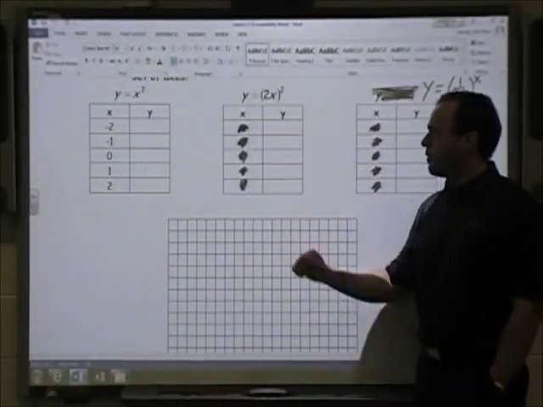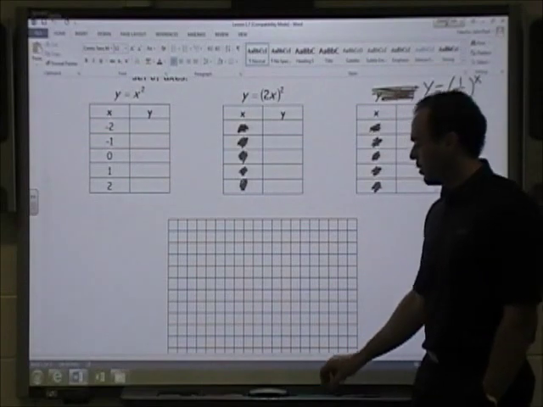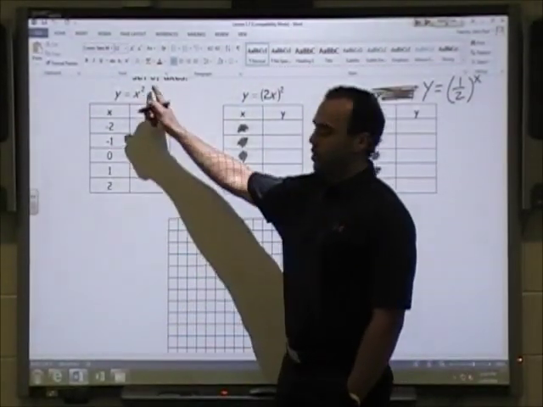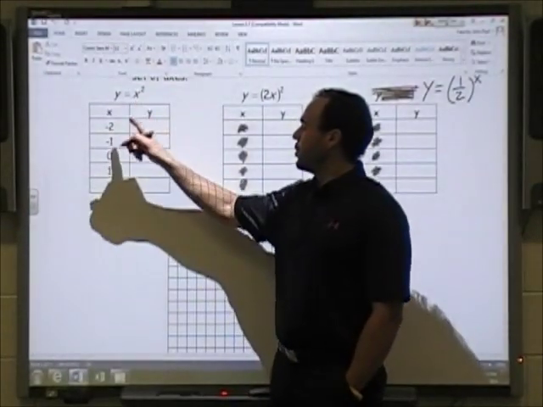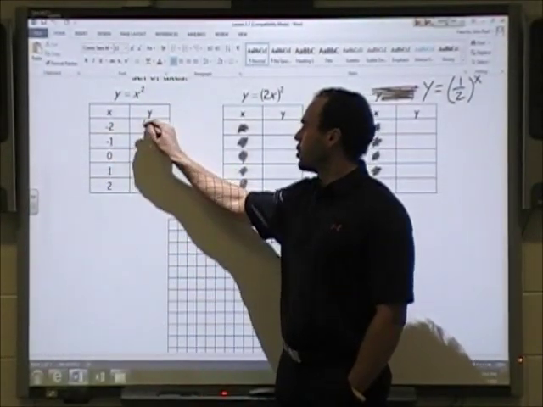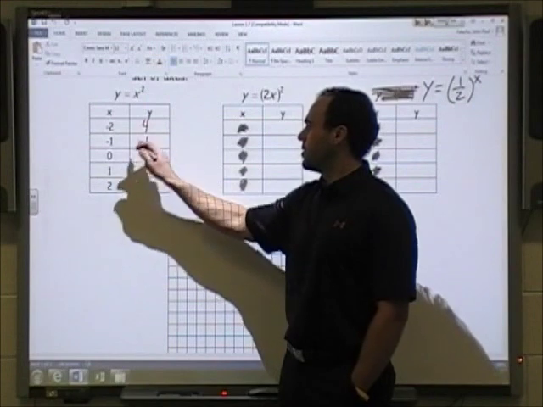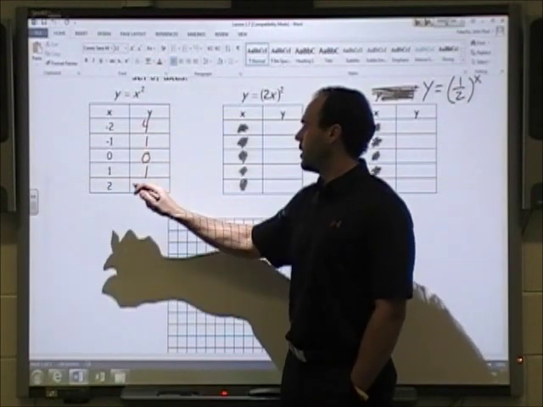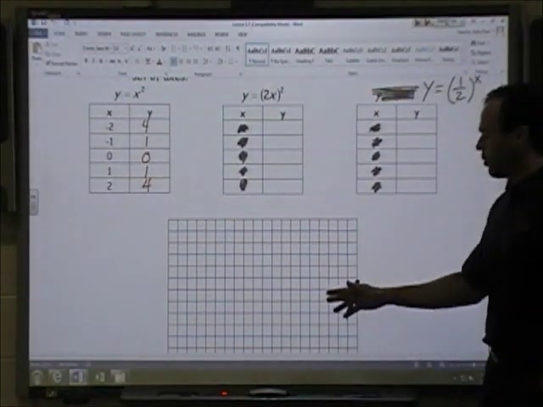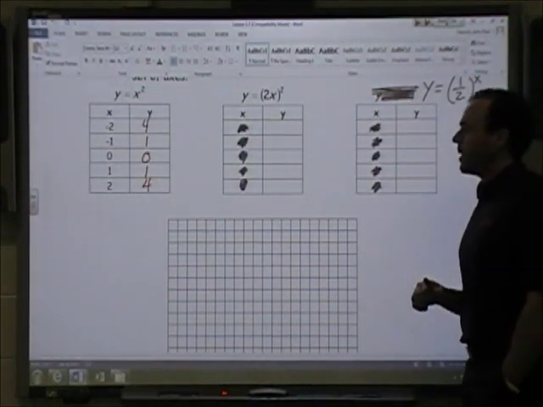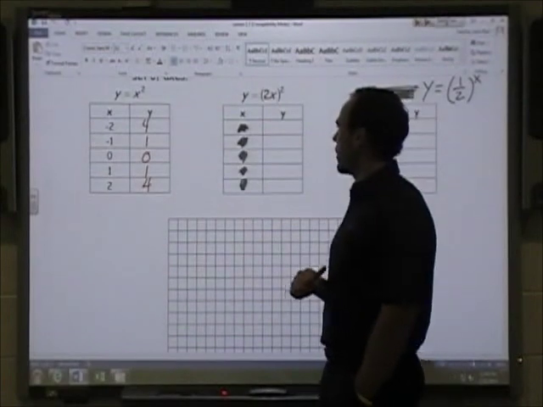So the first graph, y equals x squared, I will do that graph in red. We know how to graph a parabola from a window of -2 to 2. And if we plug in -2 here, this will be -2 squared, which is 4, -1 squared is 1, 0 squared is 0, 1 squared is 1, and 2 squared is 4. And that is y equals x squared. We'll graph that in a second. And that's the table of values for y equals x squared.